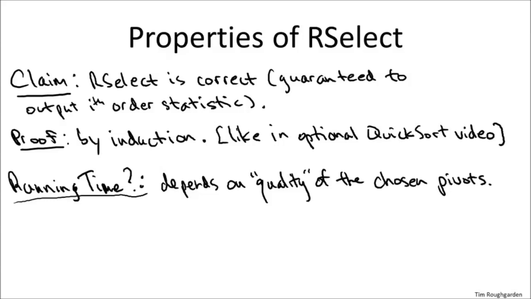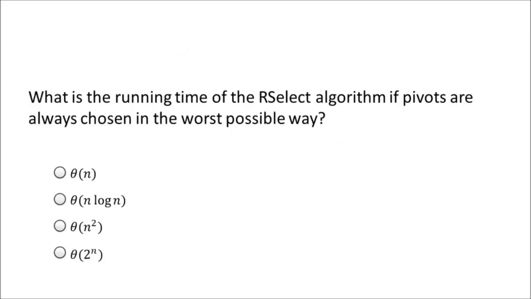What should be clear is that just like in quicksort, how fast this algorithm runs is going to depend on how good the pivots are. And what good pivots means is pivots that guarantee a balanced split. So the next quiz will make sure that you understand this point and ask you to think about just how bad the running time of the selection algorithm could be if you get extremely unlucky in your pivot choices.